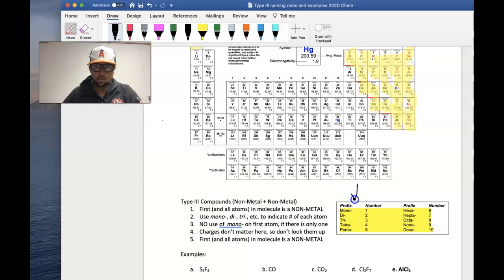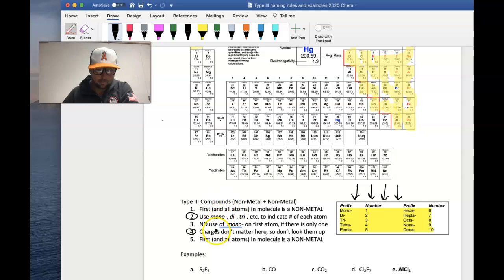And if you were wondering, when are we actually going to get to use these Greek prefixes? Well, now is the time. So you should memorize these 10. Mono is 1, tetra is 4, nona is 9. So these actually tell you how many of each atom. We don't look at charges at all. We just say how many of each atom using mono, di, tri.